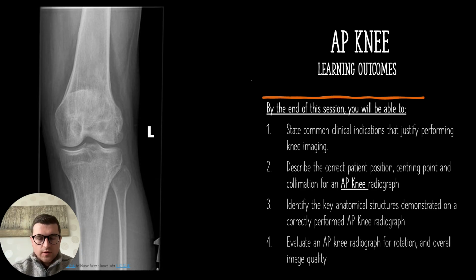So we'll run over some learning outcomes for the session. By the end of it, you will be able to state common clinical indications that can justify performing knee imaging, describe the correct patient positioning, centering point, and collimation for an AP knee radiograph, identify the key anatomical structures demonstrated on a correctly performed AP knee radiograph, and evaluate an AP knee radiograph for rotation and overall image quality.